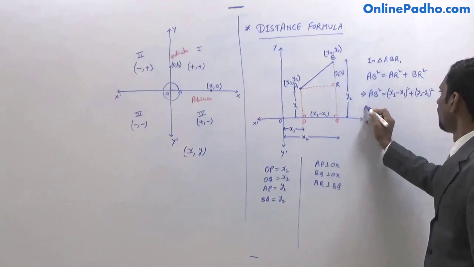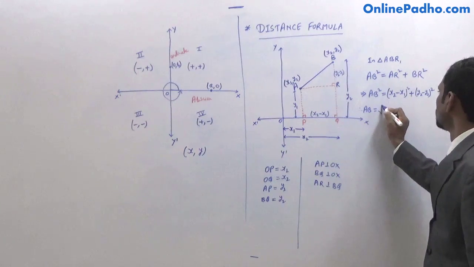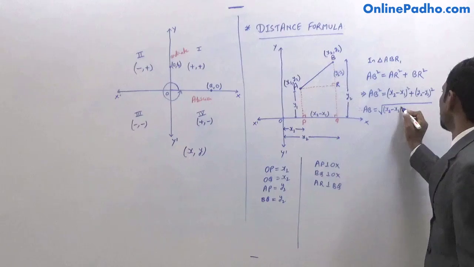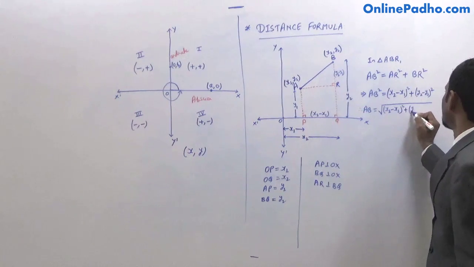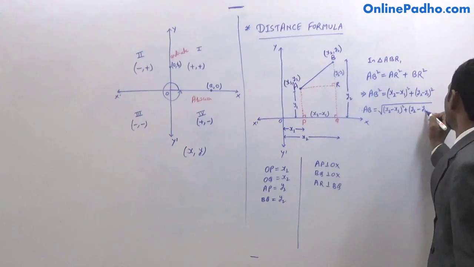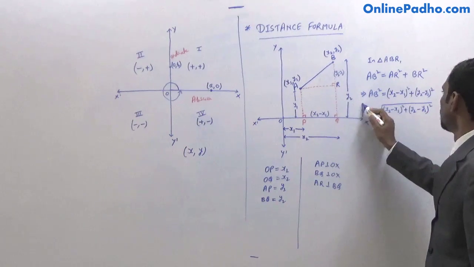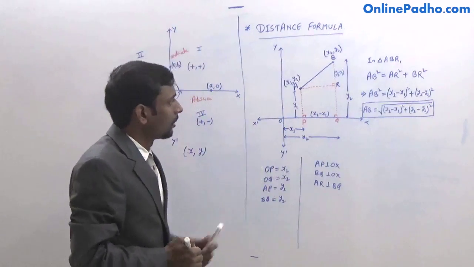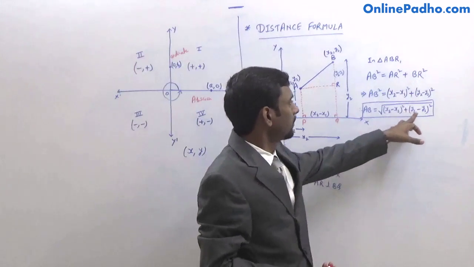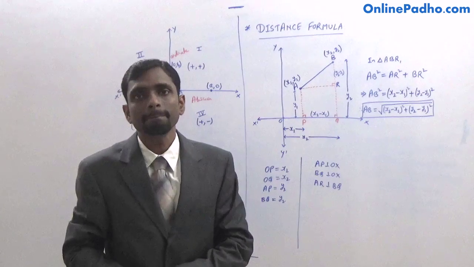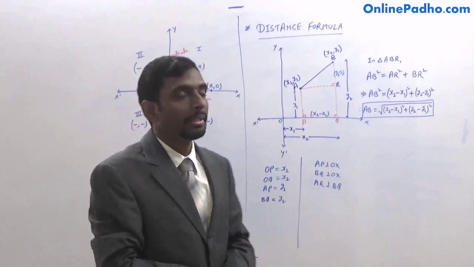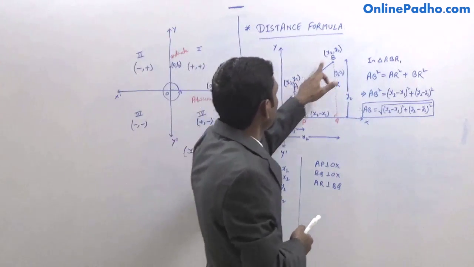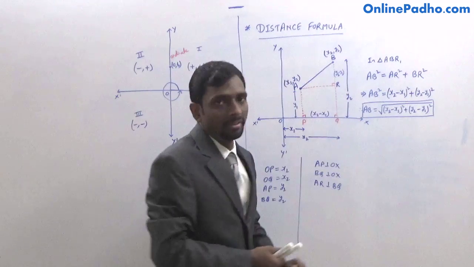Therefore, finally AB can be written as square root of x2 minus x1 whole square plus y2 minus y1 whole square. This is the length of AB, and this is called the distance formula. Now we need to subtract the x coordinate from the x coordinate and the y coordinate from the y coordinate.